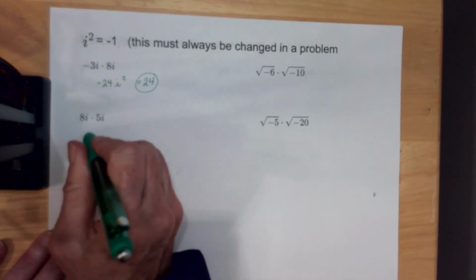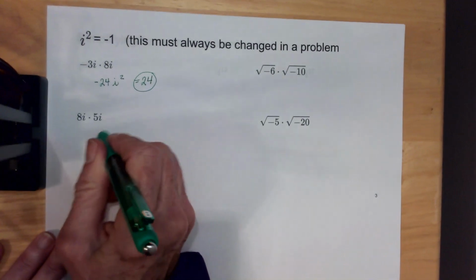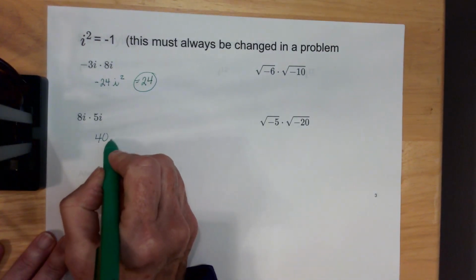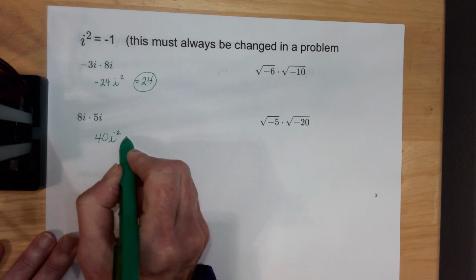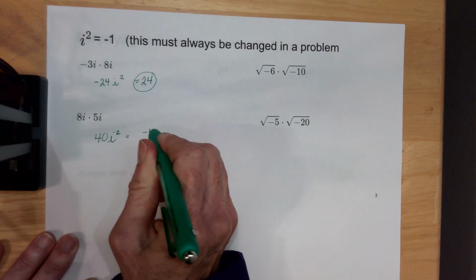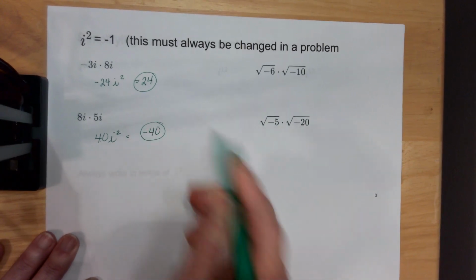Down here, I've got 8 times 5, which is 40. i times i is i squared. So my answer here would be 40 times -1, or a -40.